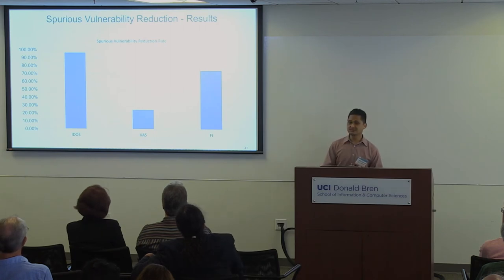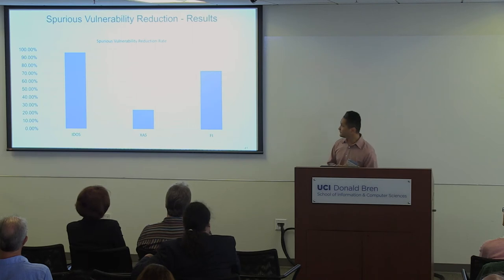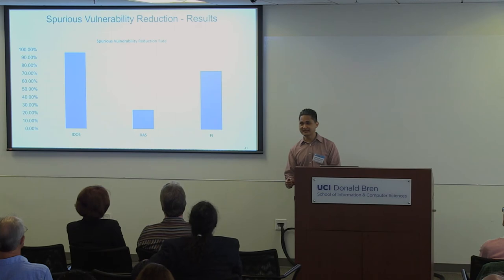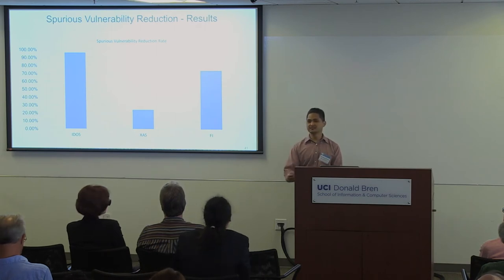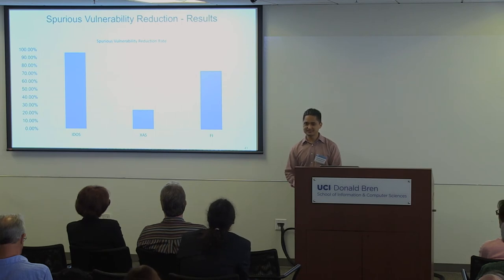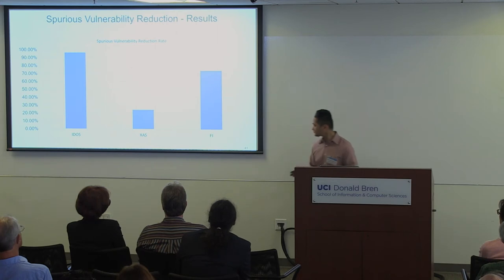So these are the results for the reduction of spurious vulnerabilities by Letterbomb. It's shown as a percentage here. So 100% means that whatever vulnerabilities you detected, they've all ended up being spurious. 0% means that none of them are spurious. They're all actually, for instance, exploitable.